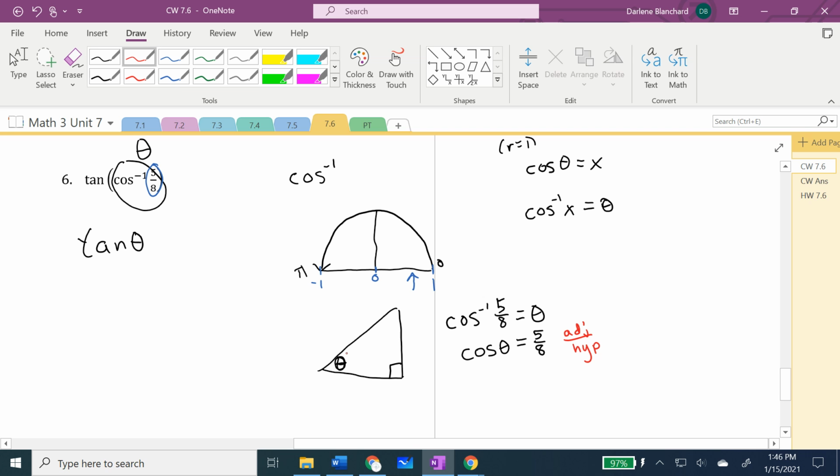So then I come over here on my right triangle. I have my adjacent side. I'm going to put a 5 on it. My hypotenuse, I'm going to put an 8 on it. And I can Pythagorean theorem my way to my third side.